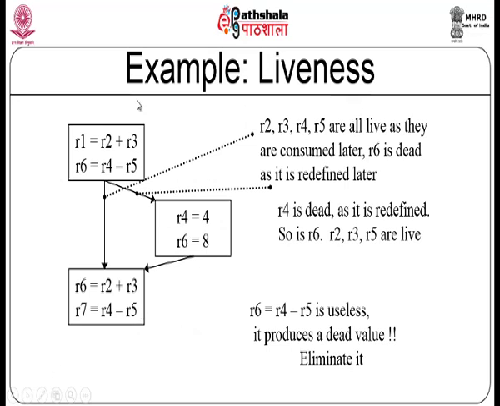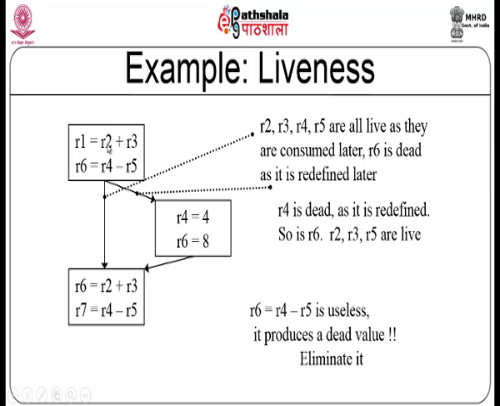Now, an example for liveness is given here. R1 is equal to R2 plus R3 and R6 is equal to R4 minus R5. R4 is 4 in this path, R6 is 8 in this particular path, R6 is equal to R2 plus R3 and R7 is equal to R4 minus R5. Take this scenario. At this particular point, what happens? R2, R3, R4 and R5 are all live as they are consumed later, and R6 is dead as it is redefined later.